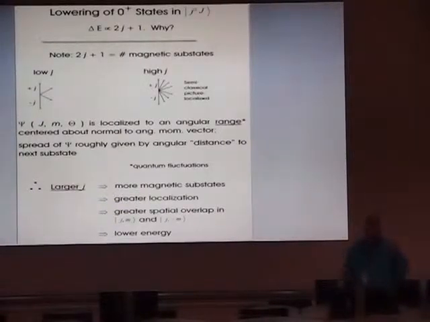Now let's consider a high J state. If you consider a high J state, there are more magnetic substates. You still have 180 degrees. And so the localization is more intense. The wave functions are more localized in angle.